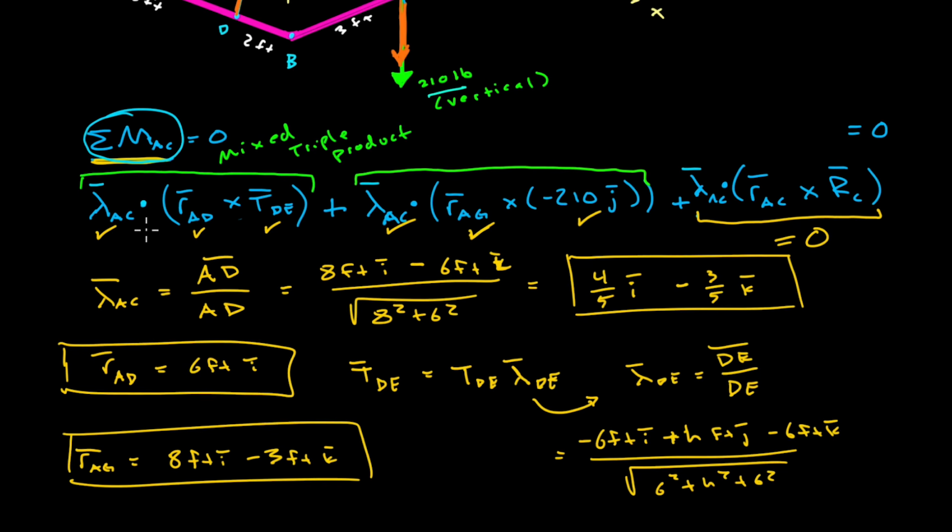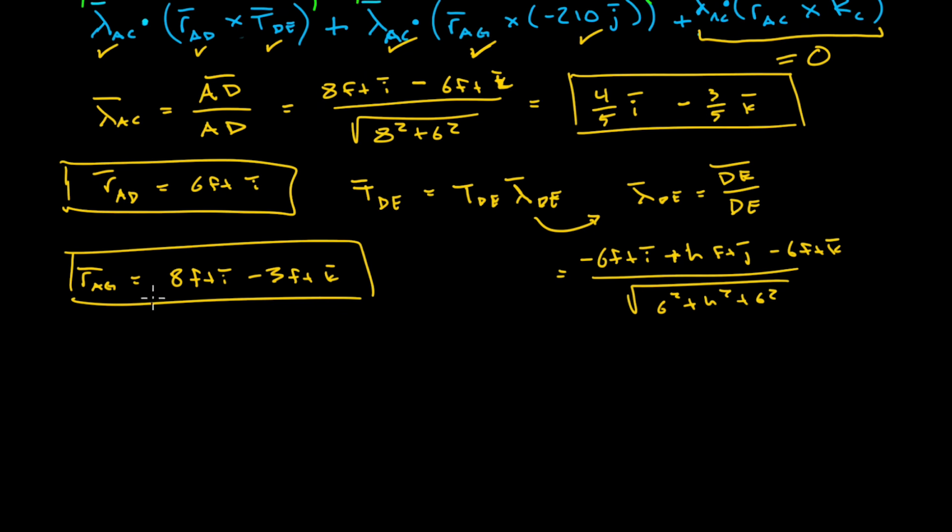The easiest way to do this is to just take the 3x3 determinant approach. One way to evaluate a mixed triple product is to take the determinant of the 3x3 matrix comprised of these three vectors as rows. The first mixed triple product will be evaluated as follows: lambda AC in the first row is 4/5 or 0.8 in the I position, 0 in the J position, and minus 0.6 in the K position. The next row is RAD, which we have here. That's just 6 feet in the I direction, 0 everywhere else.